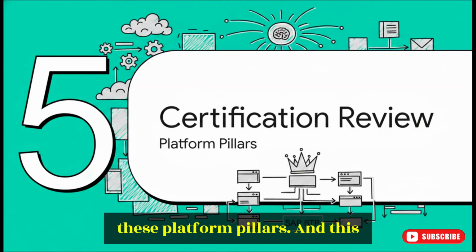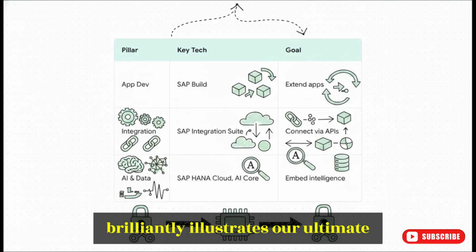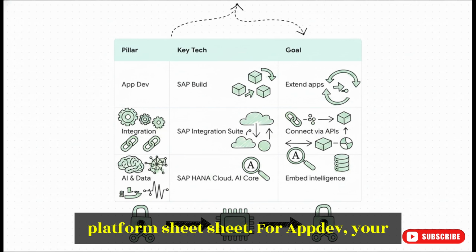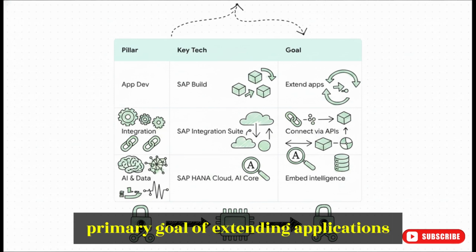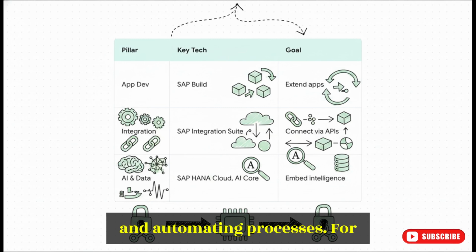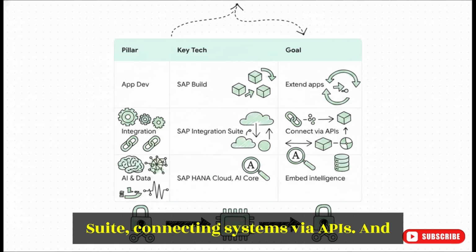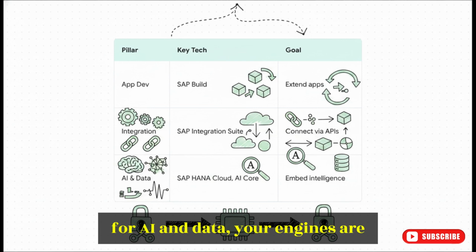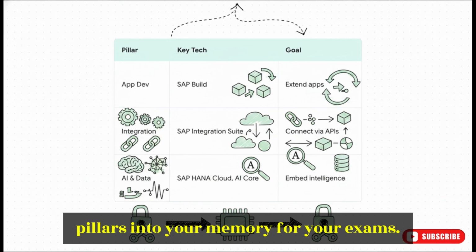Finally, Section 5, Certification Review. Let's lock in these platform pillars. And this brilliantly illustrates our ultimate platform cheat sheet. For app dev, your key technology is SAP Build, with the primary goal of extending applications and automating processes. For integration, it's the SAP Integration Suite, connecting systems via APIs. And for AI and data, your engines are SAP HANA Cloud and SAP AI Core, utilized to embed intelligence and manage data. Definitely lock these 3 pillars into your memory for your exams.